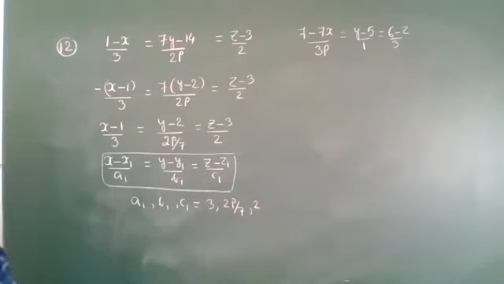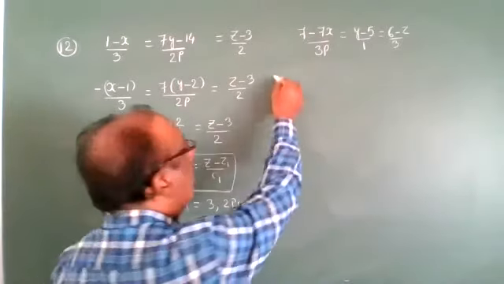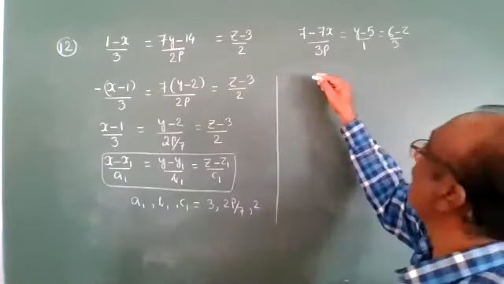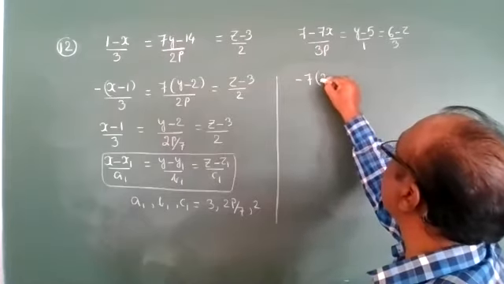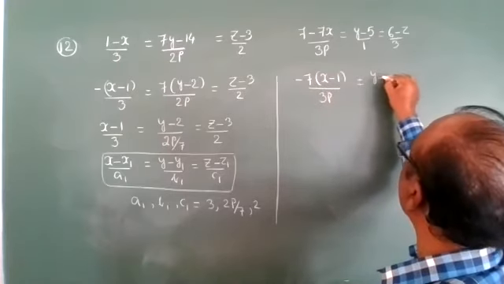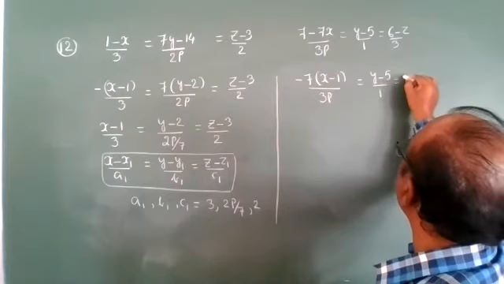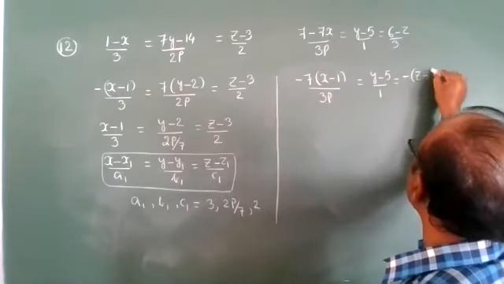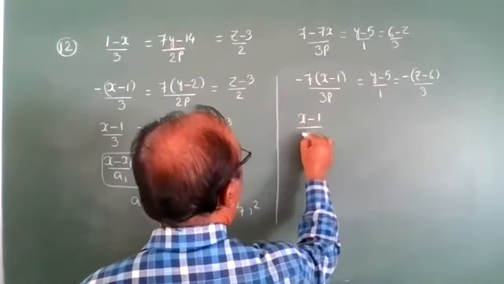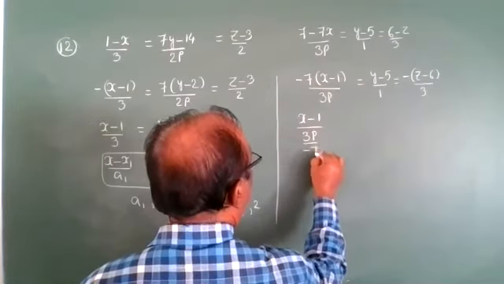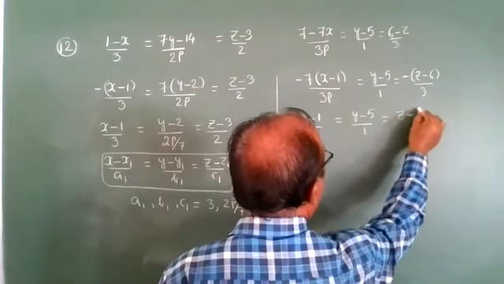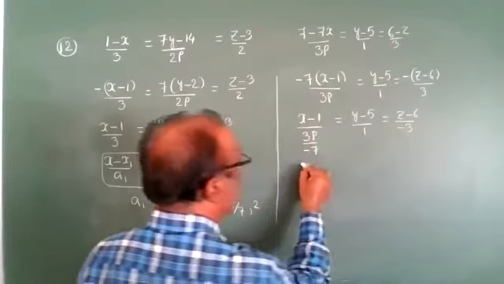Correct the second equation also. Only x, so there is no coefficient of x, only a single x. Now correct it: minus 7 take common, so (x minus 1) by 3p, it is correct. (y minus 5) by 1, but take minus common, (z minus 6) by 3. Now write the correct form: (x minus 1) by 3p by minus 7, (y minus 5) by 1, (z minus 6) by minus 3. Now it is in the correct form.